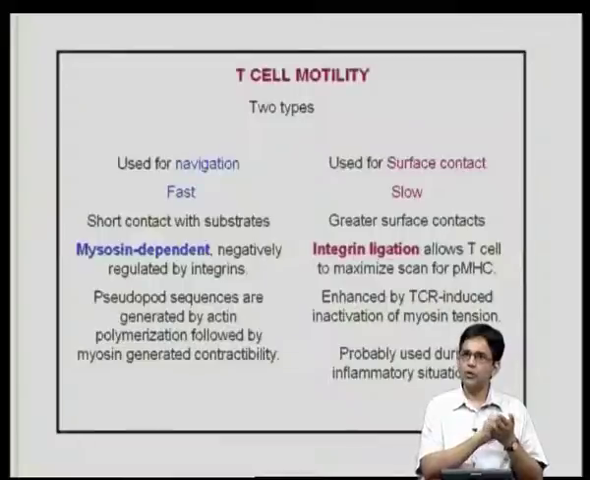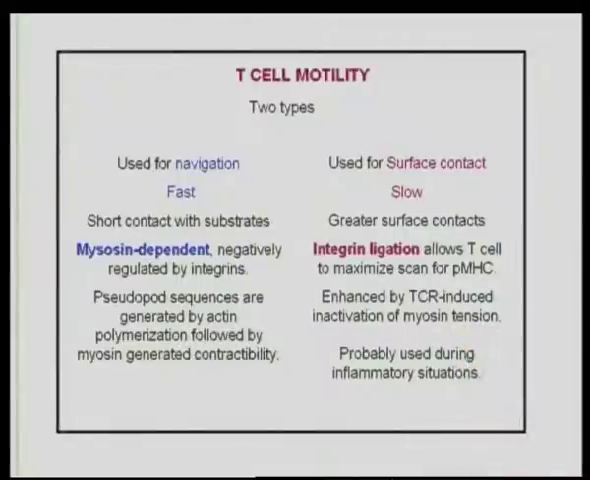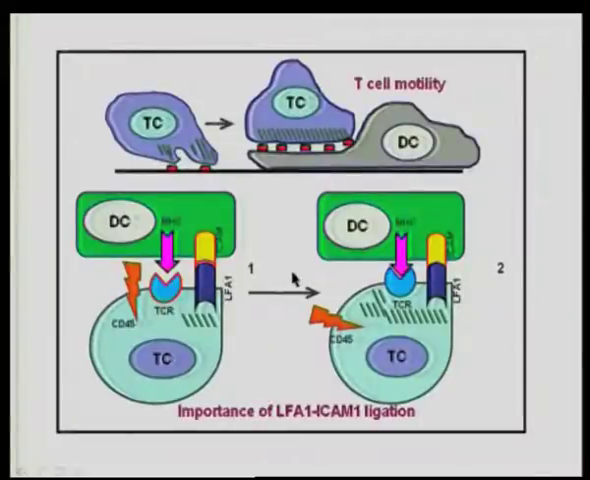So, therefore, you need a slower contact, and it needs to be able to look at it carefully, and this is integrin mediated, and integrin ligation plays a very important role. And this probably is important during inflammatory situations, whereas in vivo, in general, for perusing through different structures, maybe the myosin dependent is what is playing an important role, and this actually shows you.